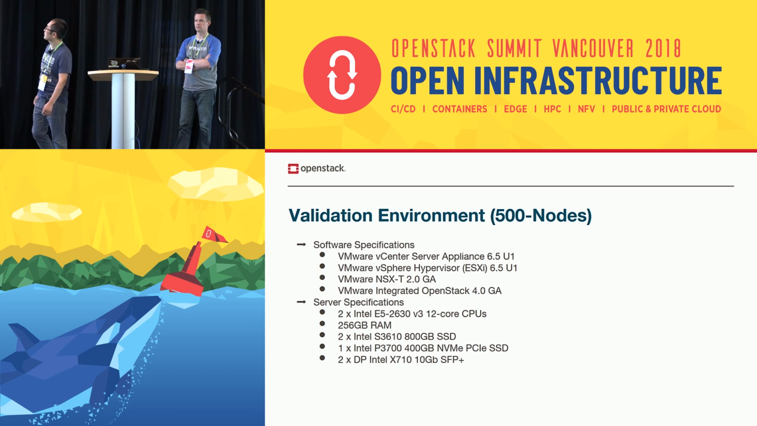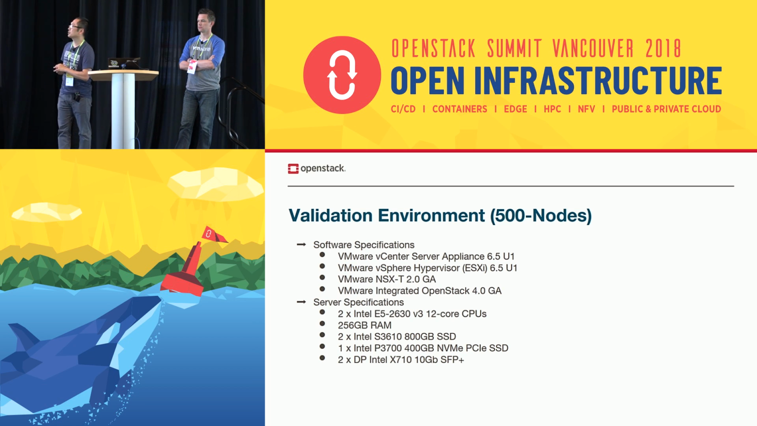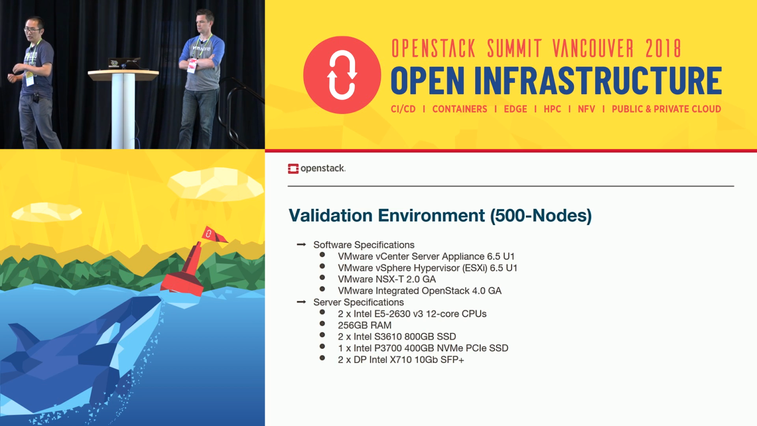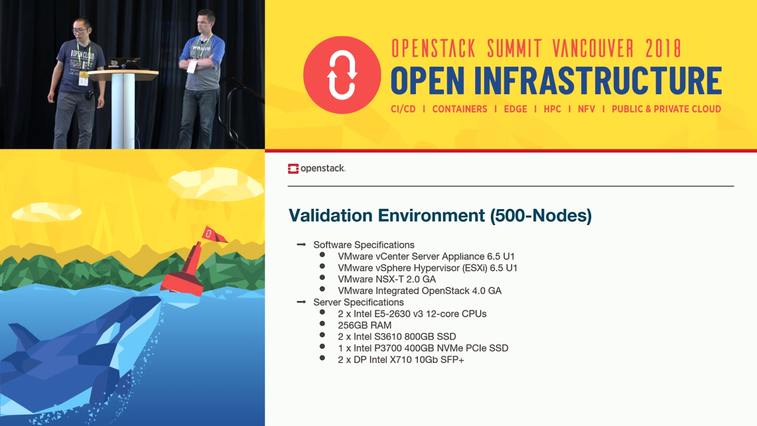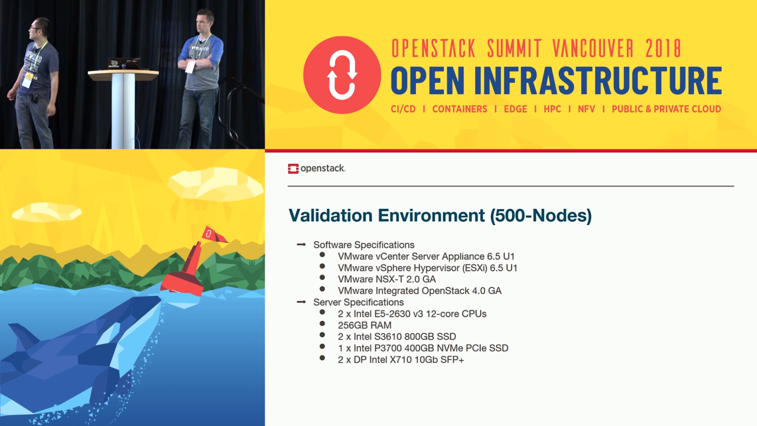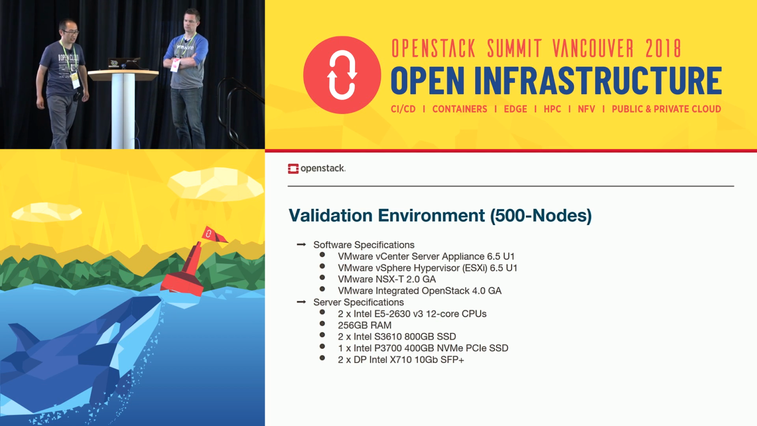For the physical server configuration, the server machines use 2 sockets of Intel E5 V3 CPU. For every CPU, we have 12 cores. And the memory is 256 gigabytes. For storage, we are using a regular SATA SSD and one high-speed NVMe PCIe interface SSD. For the network, we have 2 NICs, Intel X710 10 gigabit NICs.